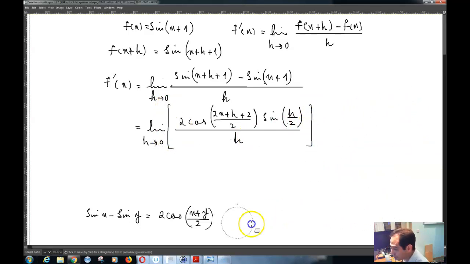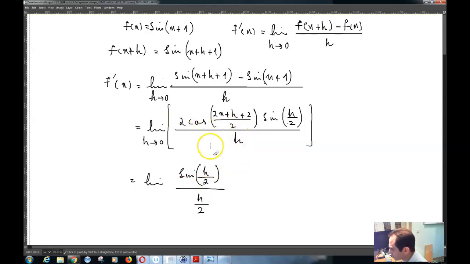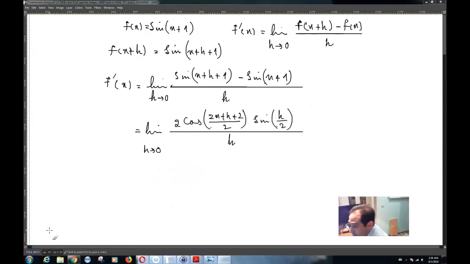So then you can write this as the limit of sine of h divided by 2, divided by h divided by 2, as h tends to 0. So the 2 times cos of this times sine of this divided by h.